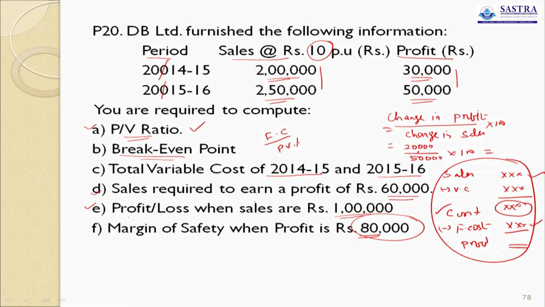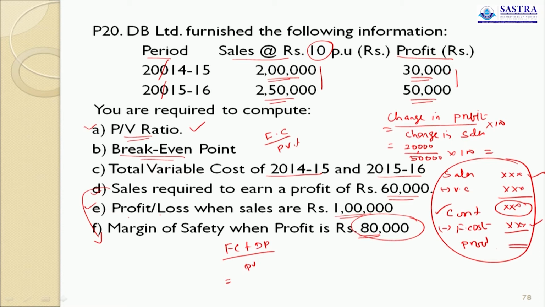Then sales required to earn a profit of rupees 60,000. Here the estimated profit is given. So far we have contributed what? Fixed cost. Fixed cost is actual cost, no problem. So, fixed cost plus desired profit will be considered for computation of what? Required sales. So, here we have to use the formula: fixed cost plus desired profit divided by PV ratio. Ultimately the answer will be the required sales to earn a profit of rupees 60,000.